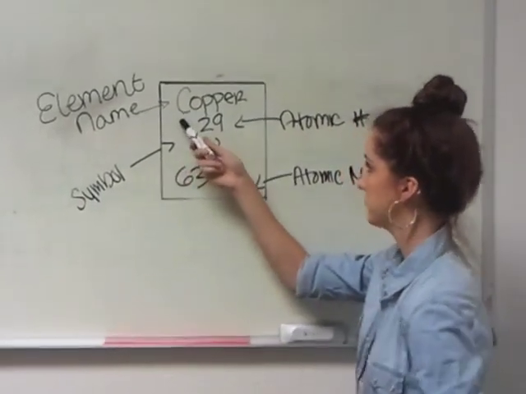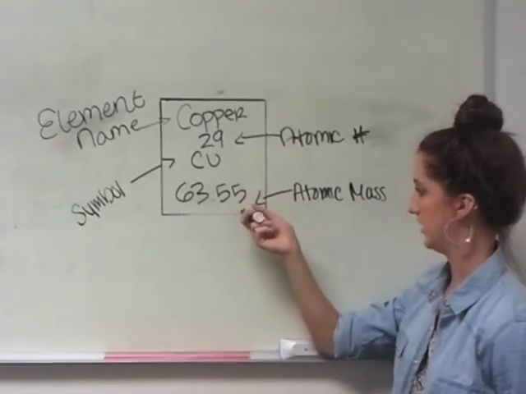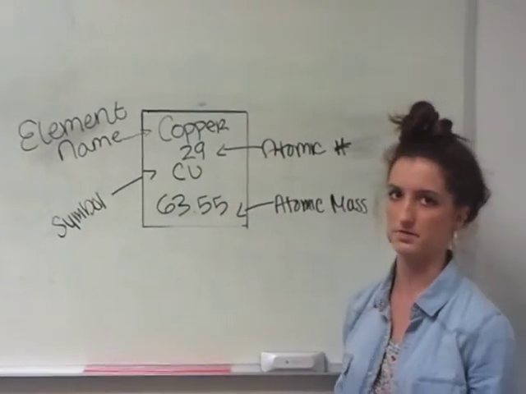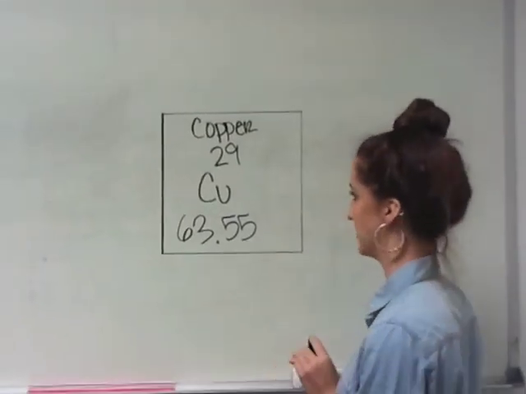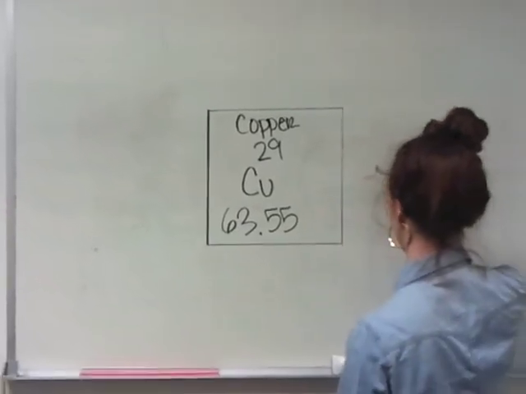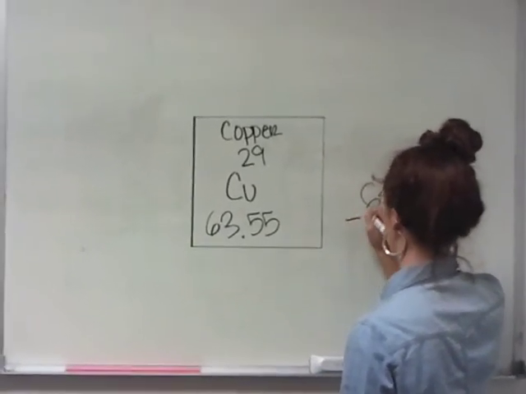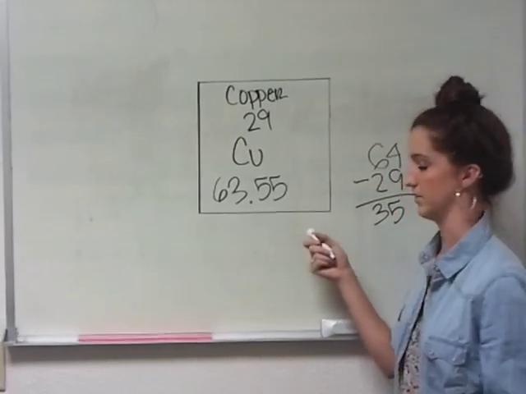An element on the periodic table: the element name is copper, 29 is the atomic number, the symbol is Cu, and the atomic mass is 63.55. To find the neutrons in an atom, you subtract the atomic number from the atomic mass. So you'd round this to 64. You subtract 29 and you get 35 neutrons in this element.